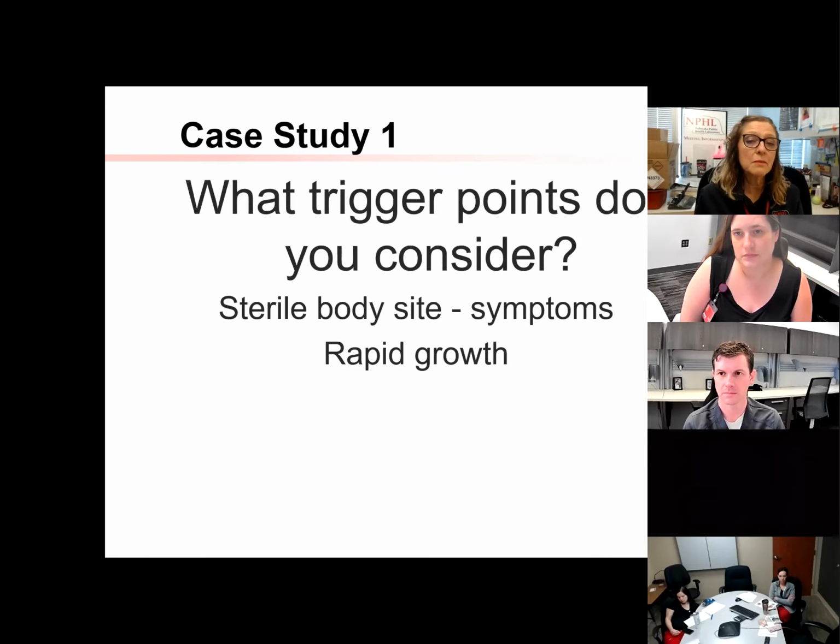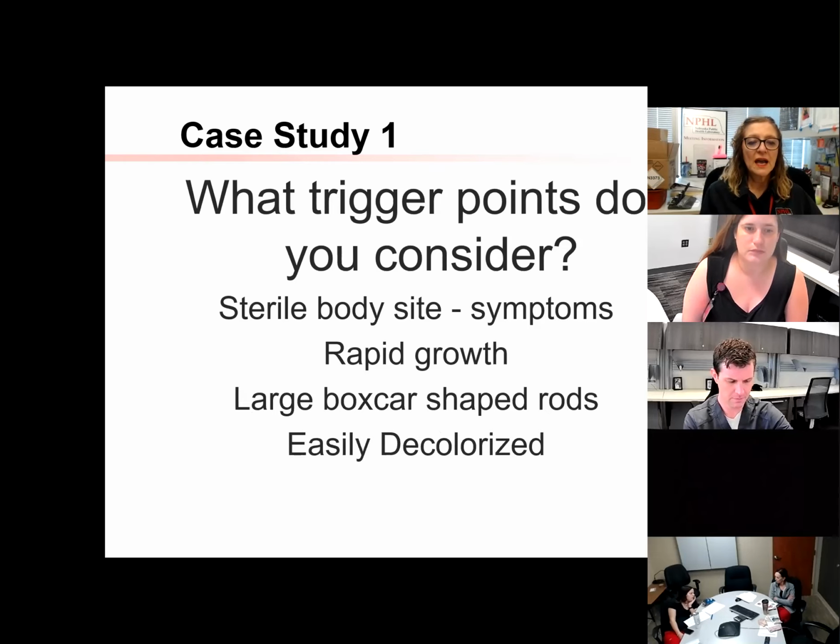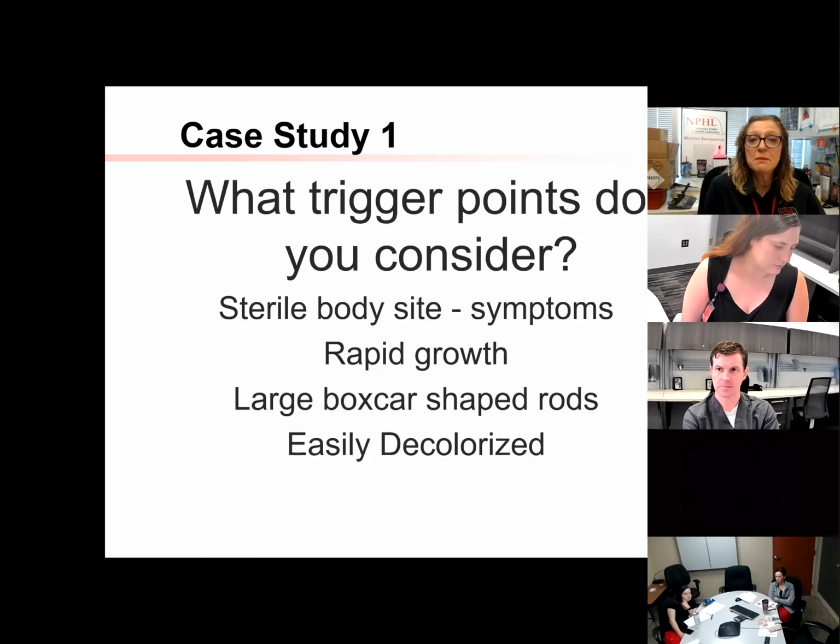Well, we don't see much Bacillus anthracis, but who knows, it could be like Brucella or this Burkholderia that we're seeing more and more in the United States now. We could see more Bacillus anthracis as well. Large boxcar shapes, and then also easily decolorized. So if you were the person reading it out the night before and you're just a generalist, it's an easy mistake to make, to read it out as a gram-negative rod.